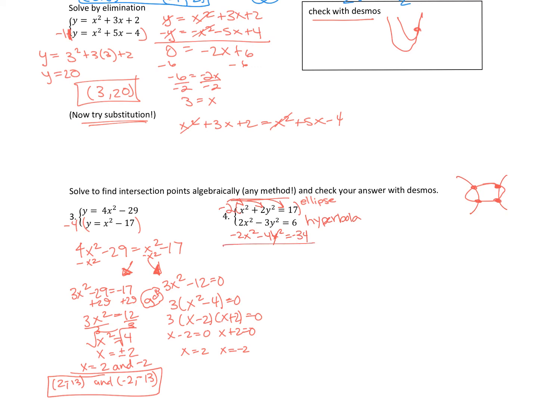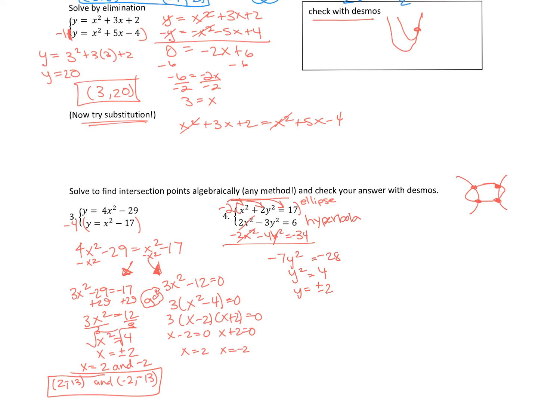So now I'm going to add these together. Well, my x's cancel like I wanted, and I get negative 7y squared equals, I have to visualize the 34 on top of the 6. 34 minus 6 is 28, but since 34 was bigger, then it's negative 28. So now I have y squared equals, let's divide both sides by negative 7. I get y squared equals 4. So y equals plus or minus 2. Those are my 2 y values.